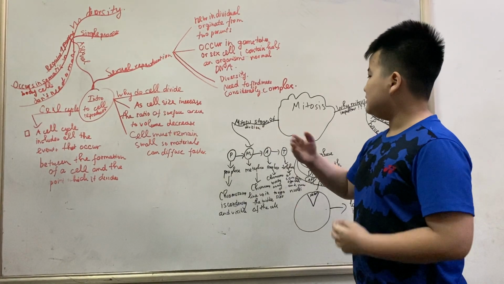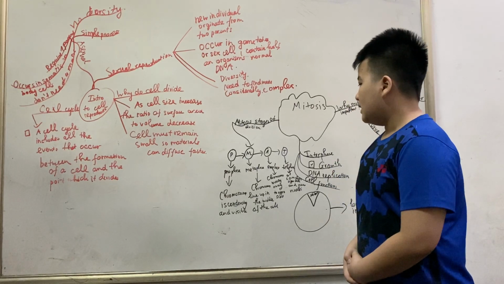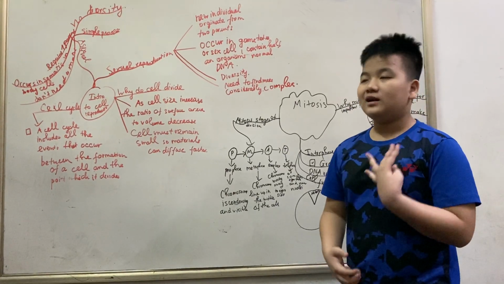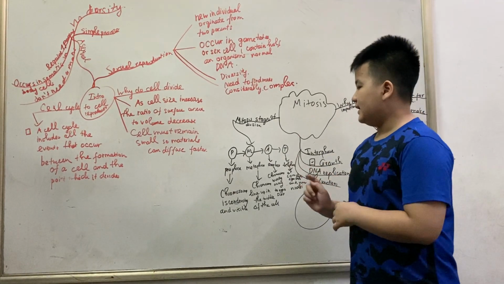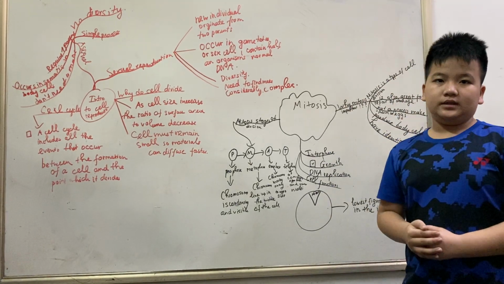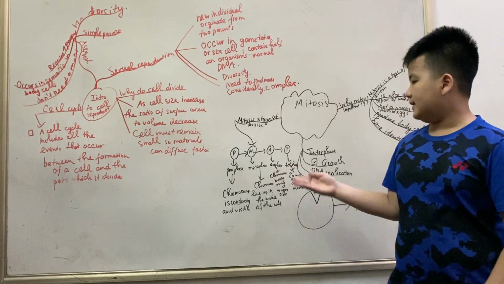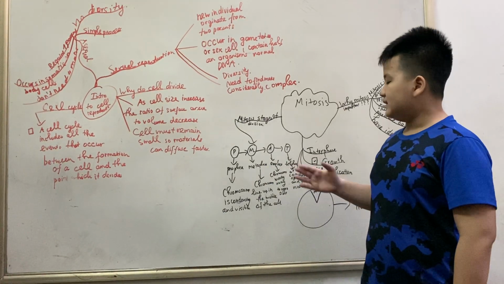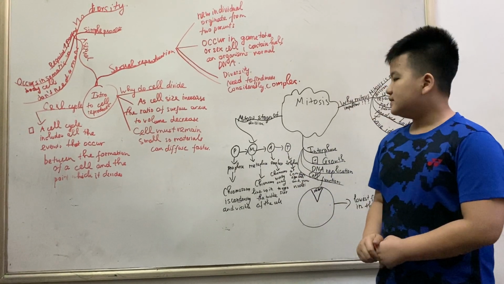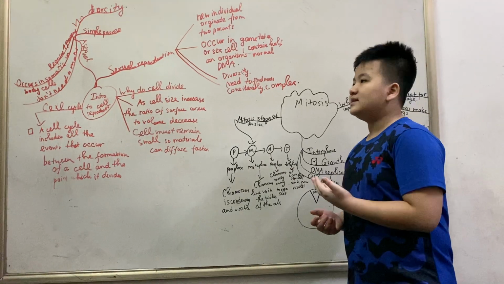Next are the mitosis stages of division. We have four letters, PMAT, and this stands for four words: prophase, metaphase, anaphase, and telophase. Let's talk about them in more detail.